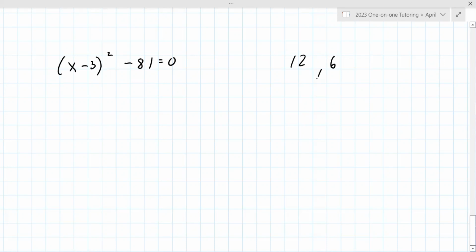Yes. Okay, I'll give you half credit again. Is it plus or minus 12 and plus or minus 6? There's only two solutions, so 12 is correct. And here's how I'm checking, by the way. 12 minus 3 is 9, 9 squared is 81. 6 minus 3 is 3, 3 squared is 9, 9 minus 81, not 0.